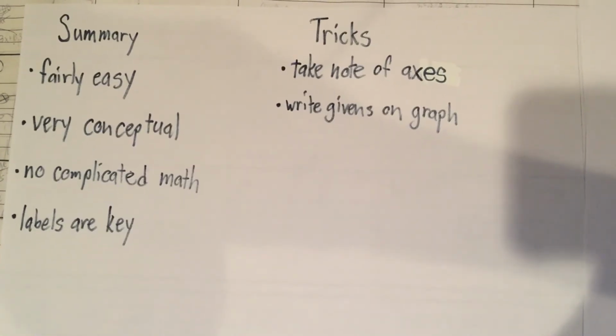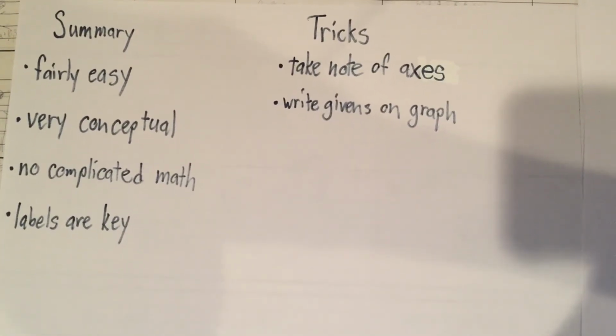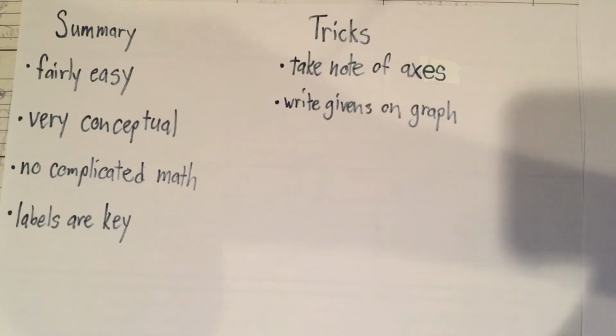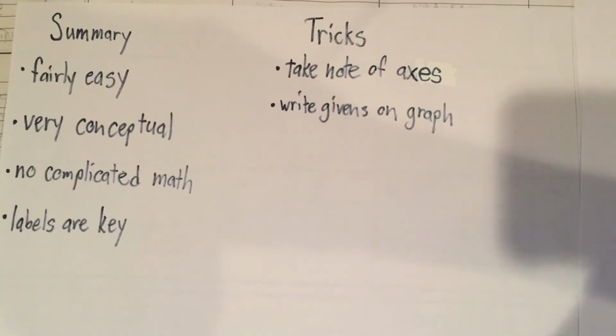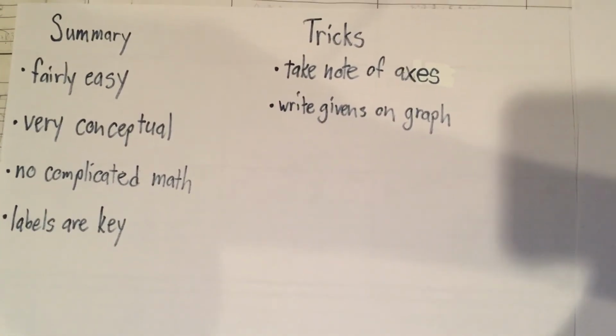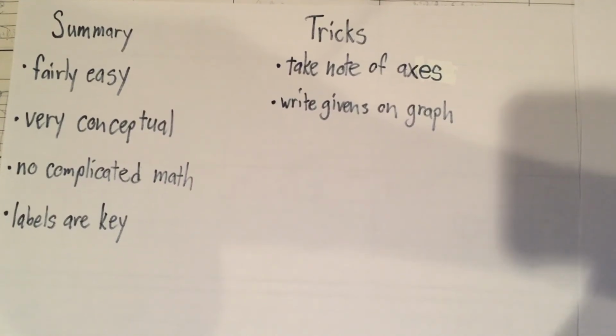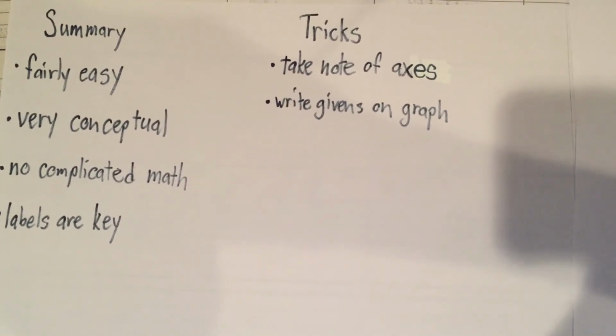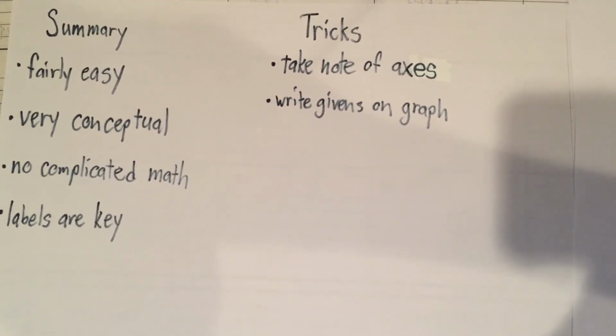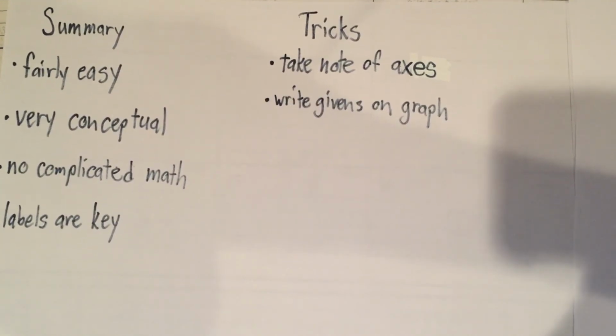In summary, the problem was really easy since it was really conceptual. You didn't have to use any complicated math. However, you did have to pay attention to the axes. So a trick for that is you just circle the axes on the graph. And another trick is to write the givens from the problem onto the graph so you don't forget about it.